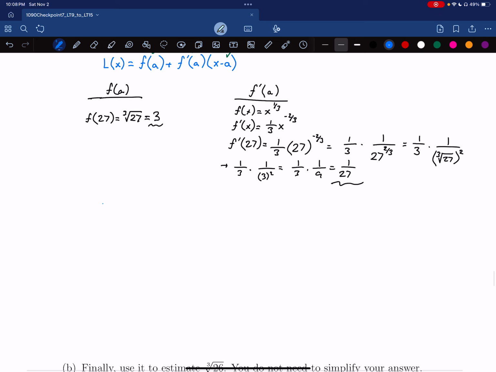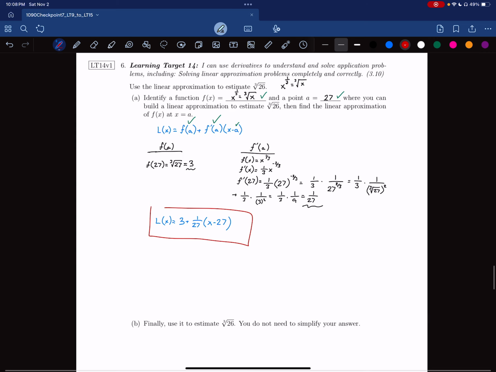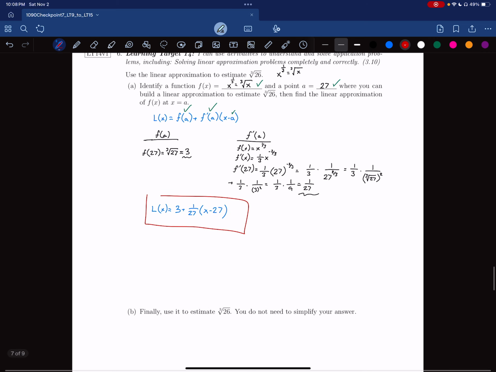So let's write out our linear approximation. F of a, which is 3, plus f prime of a, which is 1/27, times x minus that a value, 27. There we go. That's part A done.